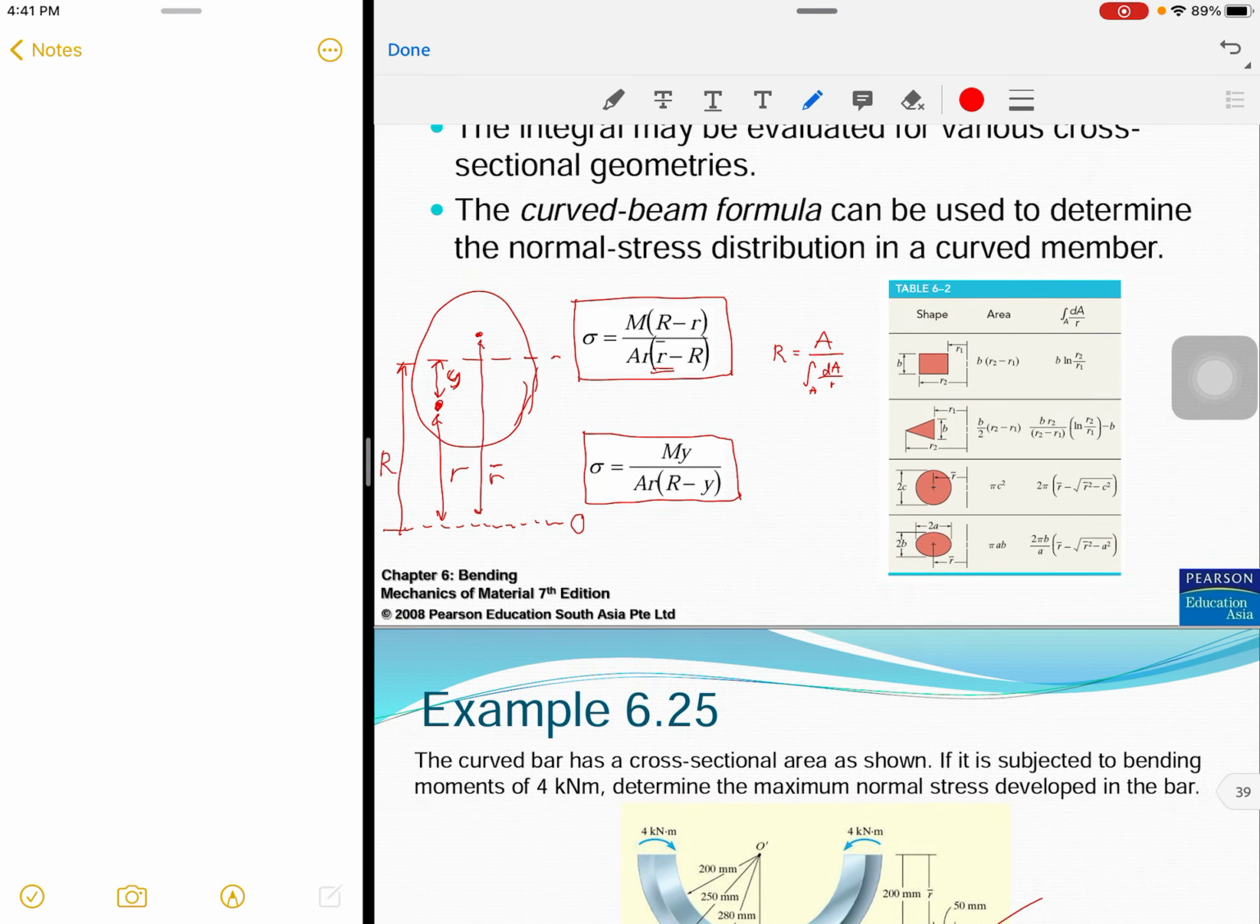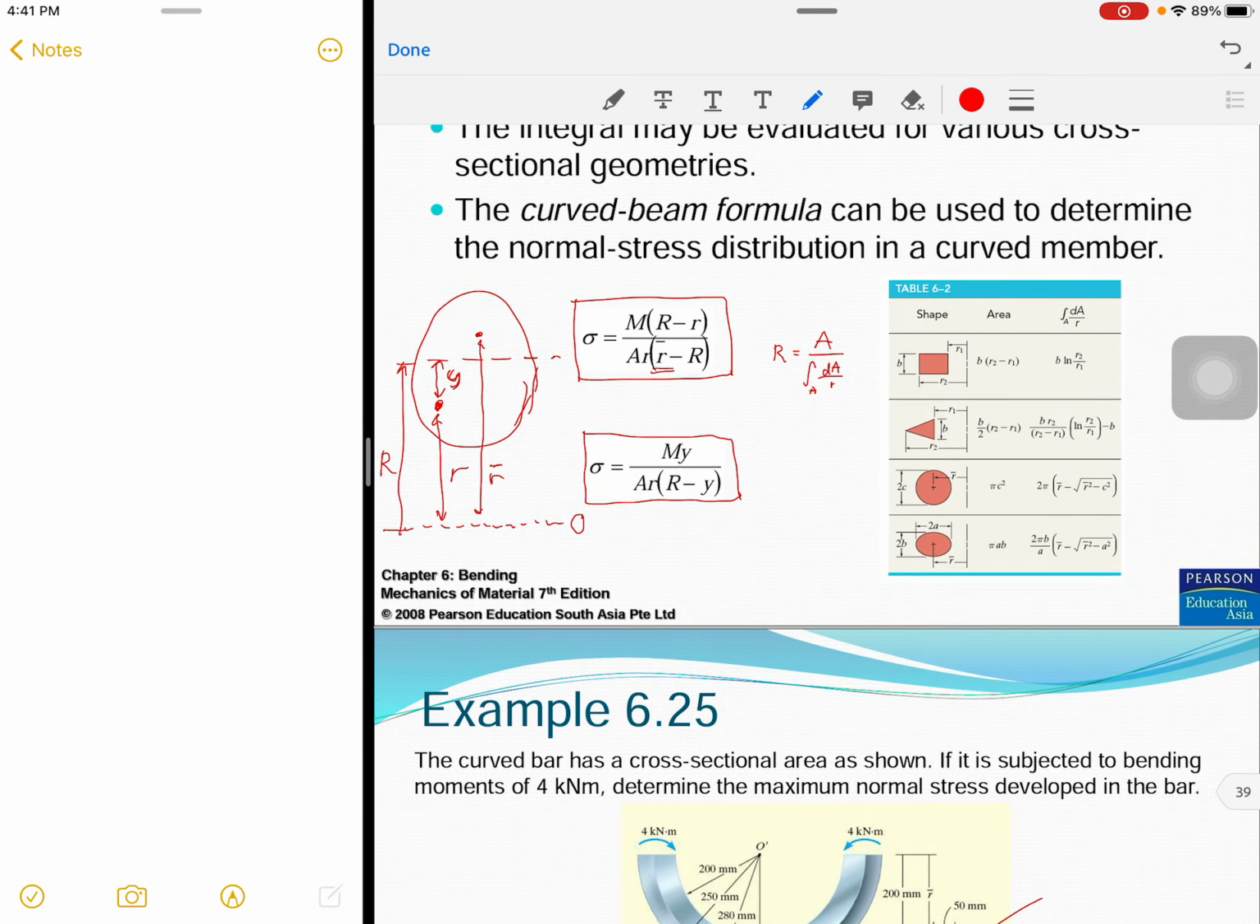So what we need to do first is calculate the cross-sectional area. This is for the square and this is for the triangle, and you get the value. And then we need to determine the location of the centroid, which is R. The location of the centroid is determined with reference to the center of curvature point. So this is the centroid. If you can see right here, we have R prime, so this is the one that we are calculating right now.